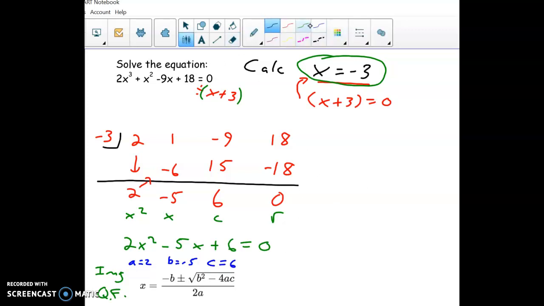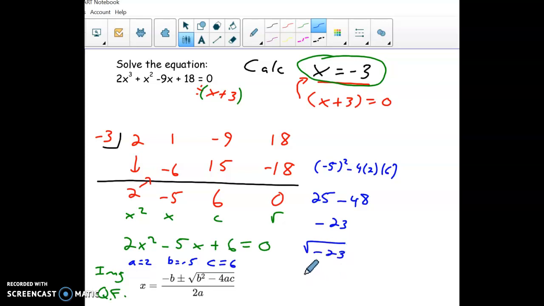All right, so I always start with the check mark first. So I'm going to do b squared minus 4 times a times c. So I get 25. Make sure you put a parenthesis there. Negative 5 times negative 5. Minus 4 times 2 is 8 times 6, 48. So that should be negative 23. So that's our check mark. And I'm going to do simplest radical form.